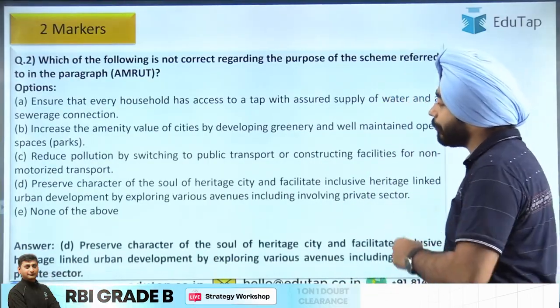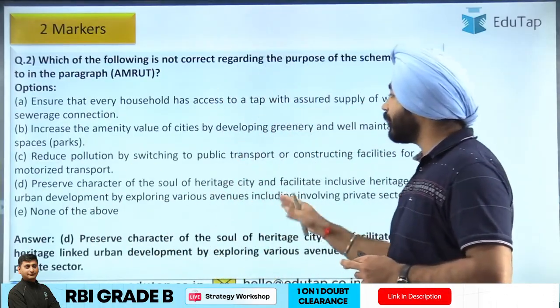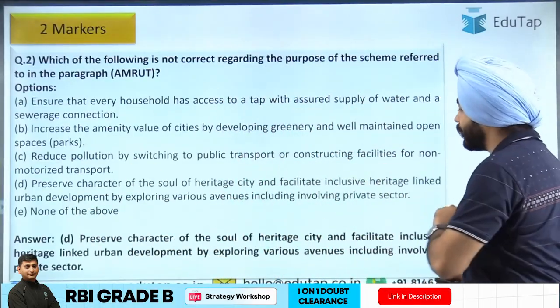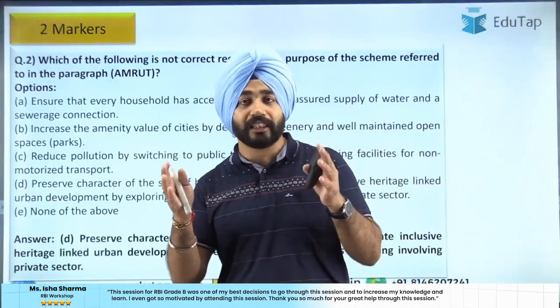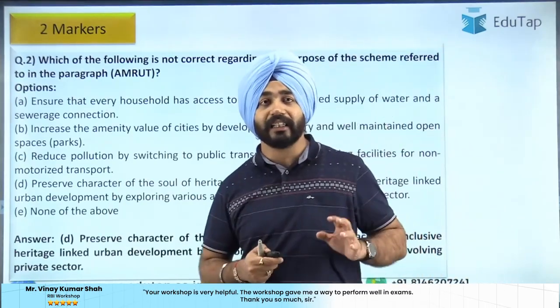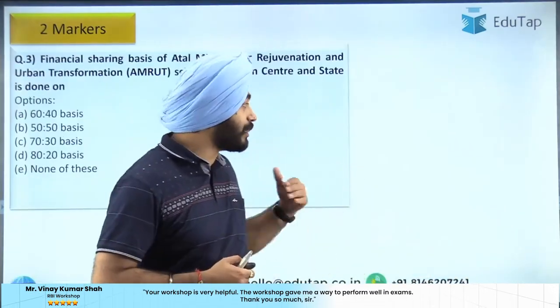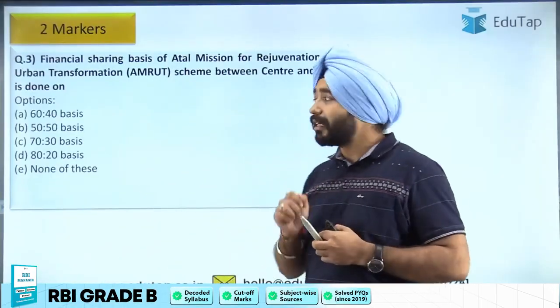ठीक है जी, तो अगर मैं बात करूँ यहाँ पे, here guys the option number 4, that is preserving character of the soul heritage setting and facilitating the heritage link. तो heritage link की बात तो नहीं होती, heritage link की बात तो हृदय स्कीम के अंदर होती है. So that's why the option number D here is incorrect. ठीक है जी, अगर मैं बात करूं ये क्वेश्चन किस डायमेंशन से आया, तो this was again a question from the objective of that specific scheme.